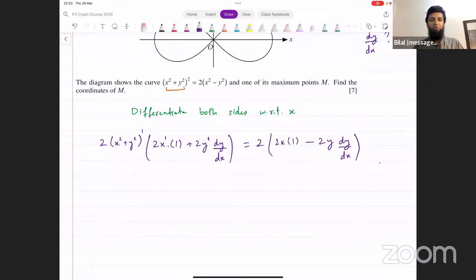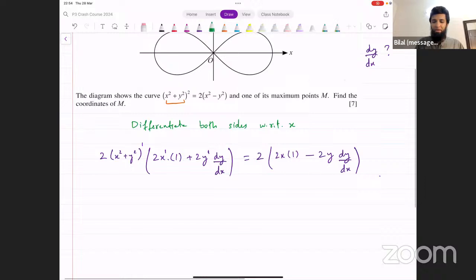Now, if they had asked you to find dy over dx for this function, you would simplify everything. Then you would take all the dy over dx terms to one side, take dy over dx common, and take everything else to the other side, and that will give you dy over dx, right? But here they have not really asked us to find the expression for dy over dx. All they're looking for is this maximum point M.